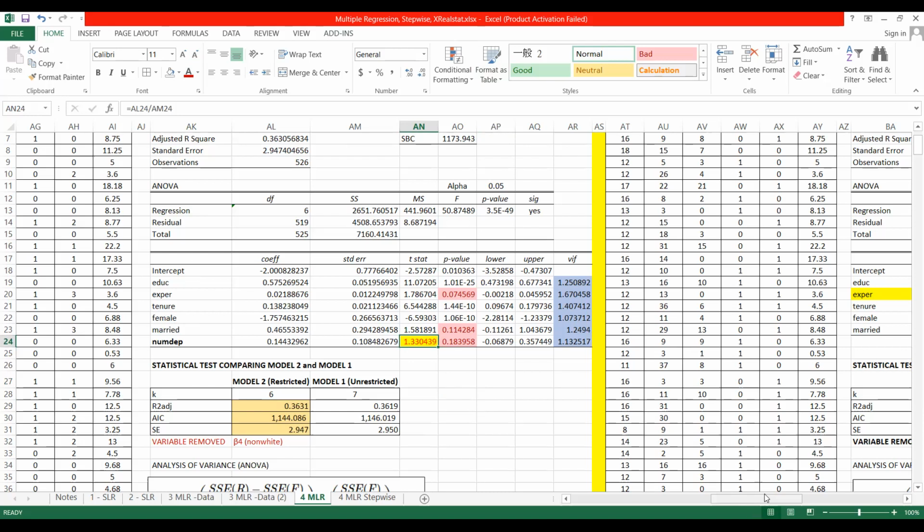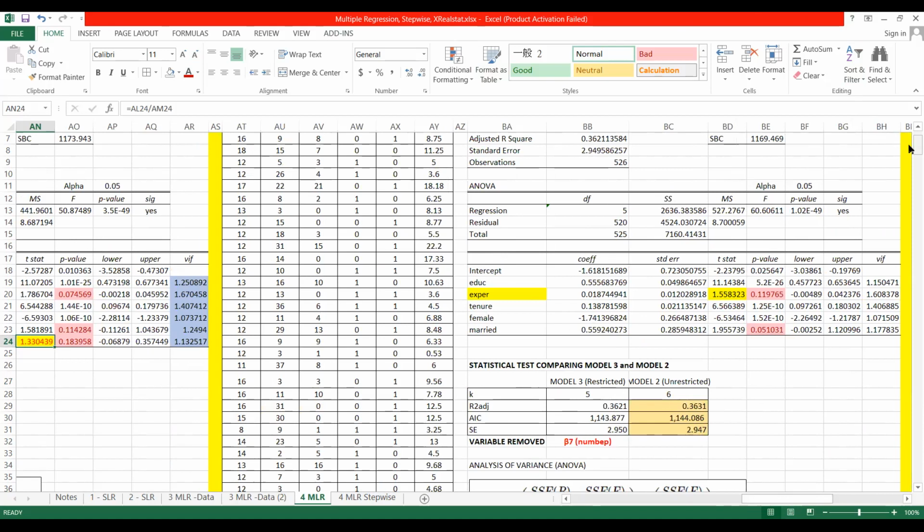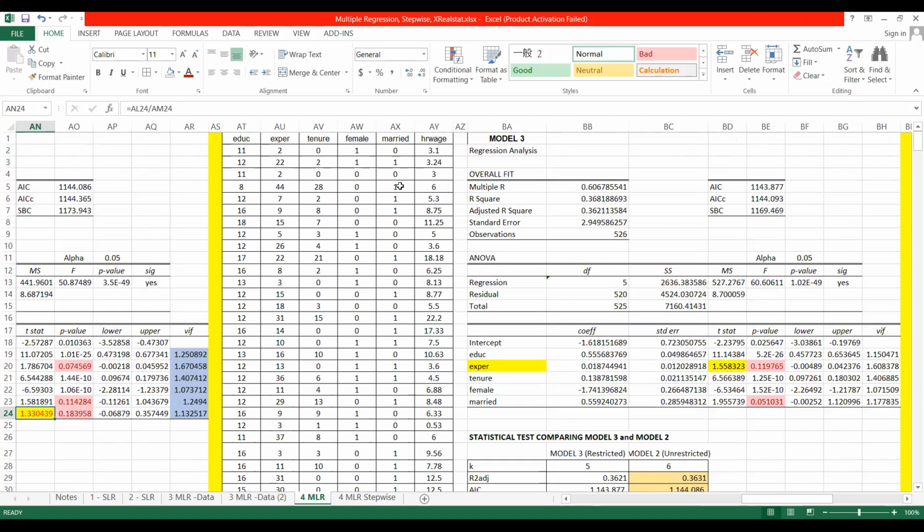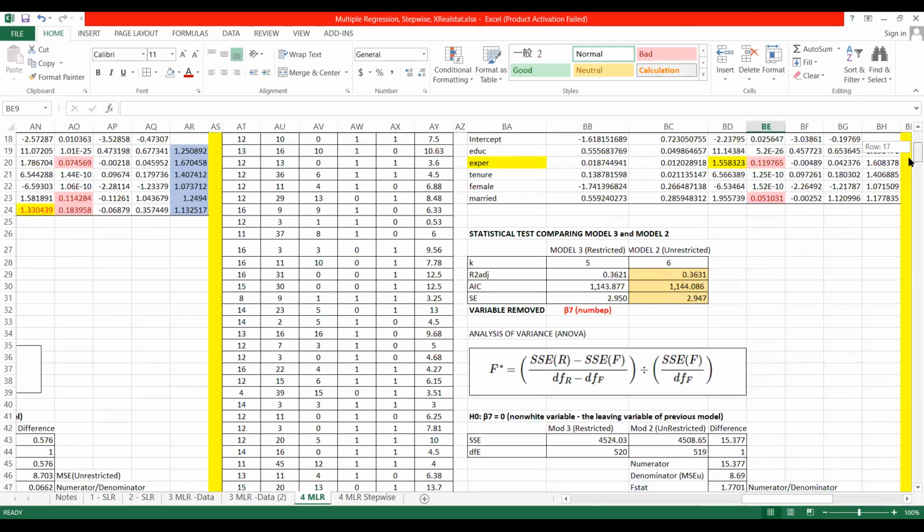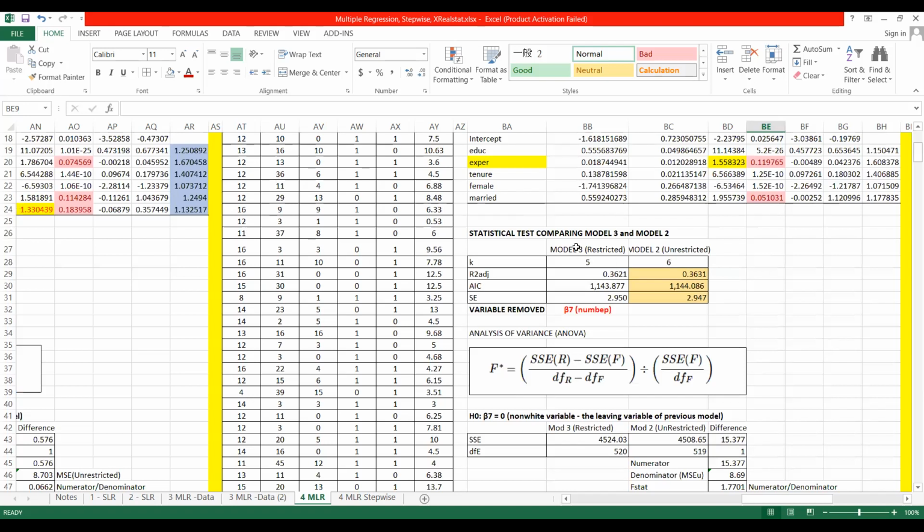Okay, so tatanggalin natin si number of dependents. So dito, tinanggal ko na si number of dependents. Wala na siya dito. So anong nangyari dito guys, renegress ulit natin. Tapos 5 na lang yung regressors natin. Then following the same process guys, i-compare natin si model 3 with model 2. Si model 3 guys yung restricted kasi 5 na lang yung regressors. Si model 2 ngayon, siya yung magiging unrestricted. We're now comparing model 3 and model 2.